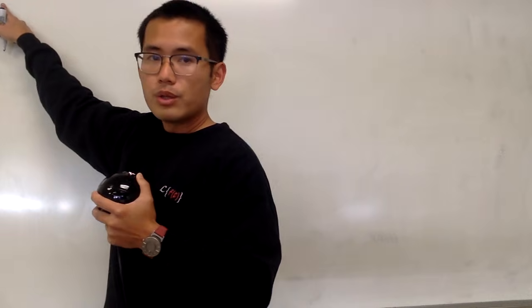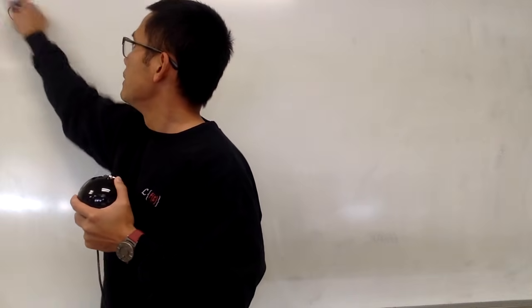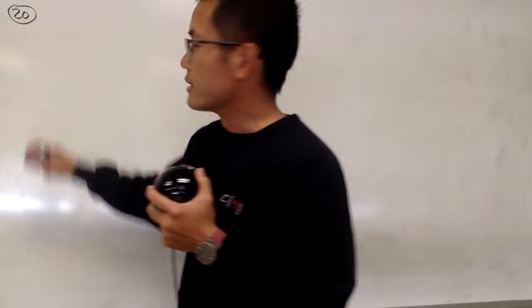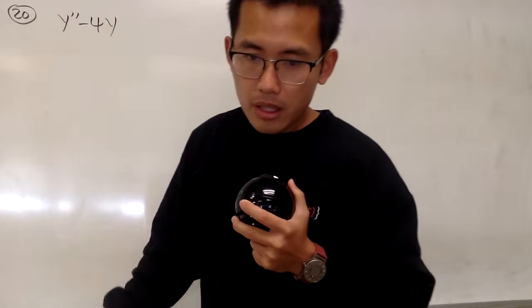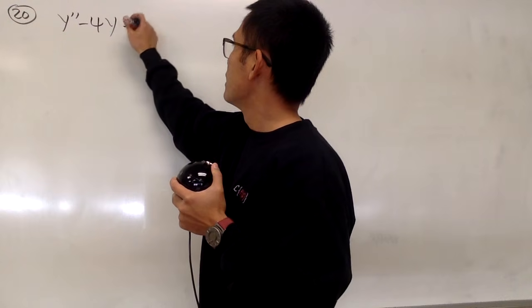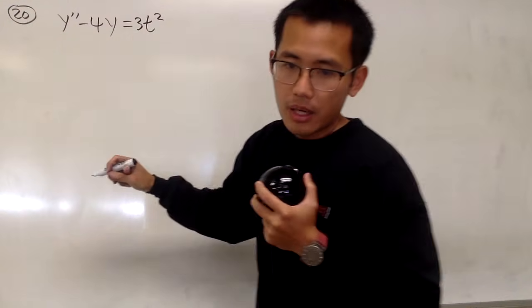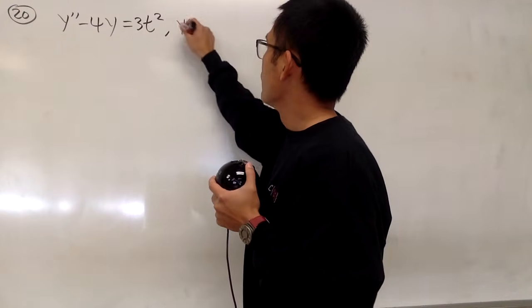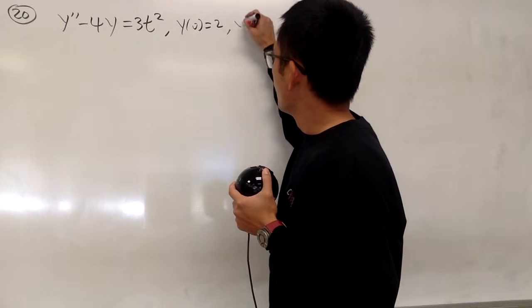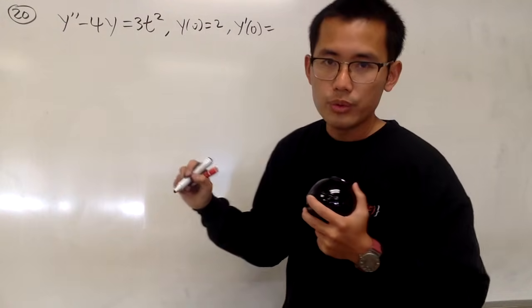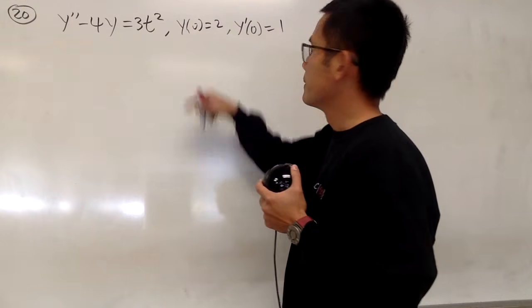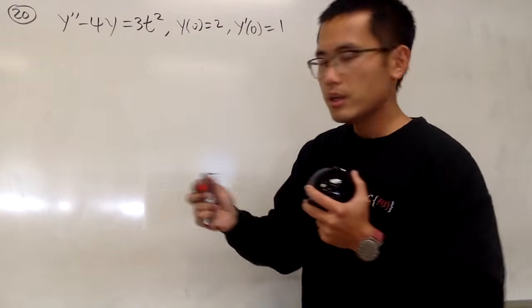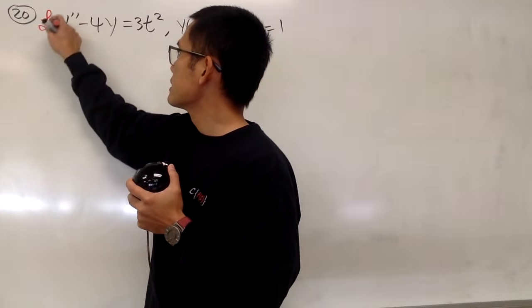Question number 20. Next, we have the second derivative one. So y double prime minus 4y is equal to 3t squared, and we have y of 0 is equal to 2, and y prime of 0 is equal to 1. Right, here we go. Go ahead and do the Laplace.